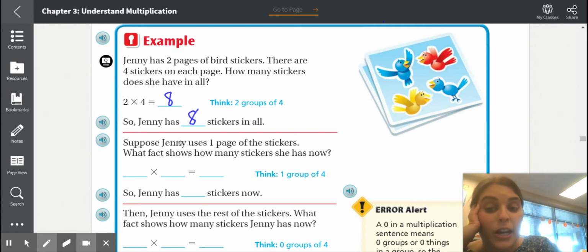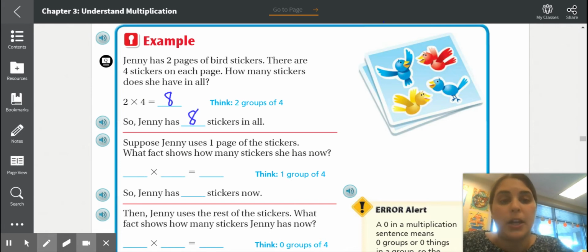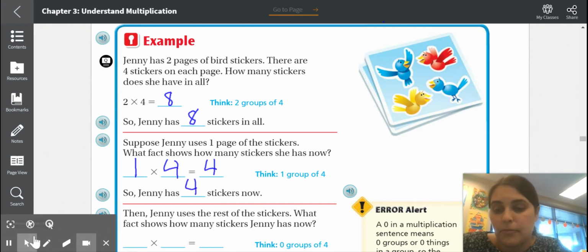Okay, suppose Jenny uses 1 page of the stickers. What fact shows how many stickers she has now? So say that bottom page is gone. Now she only has the top page. So now she has 1 page, that's 1 group, 1 page of 4 stickers. How many stickers does she have now? She has 4. So now Jenny has 4 stickers. She started with 2 pages and then she went down to 1 page.